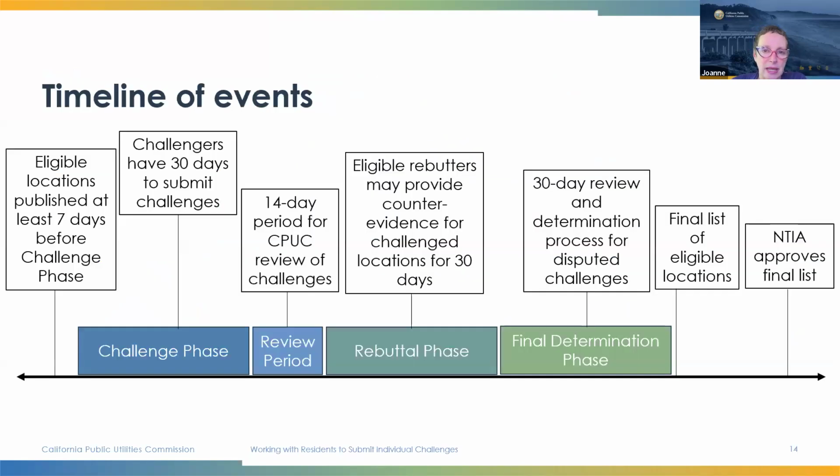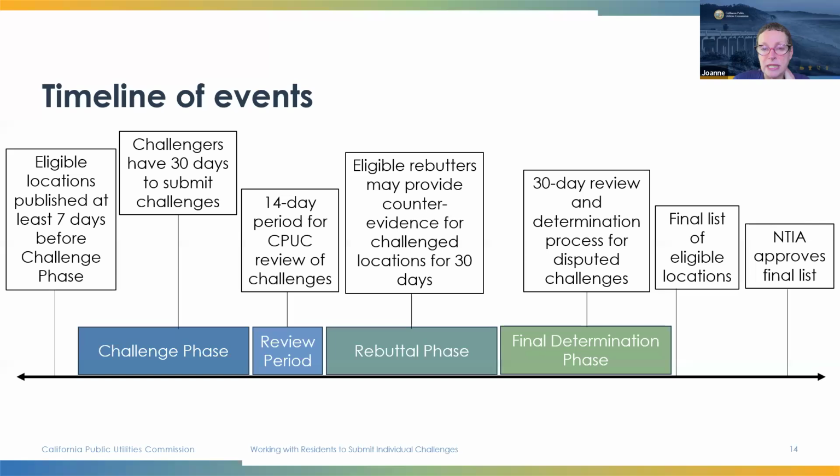Let's talk about the timeline with the challenge process. What you see here is a timeline that covers the sequence of activities in the challenge process as established by the initial proposal, Volume 1, that was approved by the Commission a couple of weeks ago, as I mentioned earlier. A list of the eligible locations for the challenge process will be published at least 7 days before the challenge phase begins. Then the challenge phase will begin, and permissible challengers will have 30 days to submit challenges and the evidence to support their challenges.